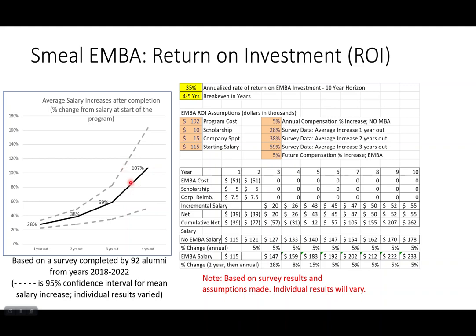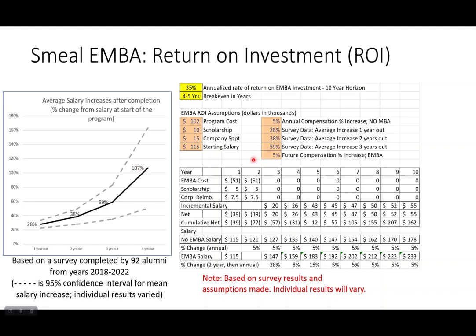And then our last data point is 4 years out, there was a very large jump, although we had a rather small sample size in that final year. But there was a 107% increase from incoming. What you see here in the dashed lines would be the 95% confidence interval that I computed based on the sample data. So what I'm going to do is use these 28%, 38%, 59%. I'm not going to use the 107% to be conservative. Otherwise, the ROIs would look even better than I'm going to show you.